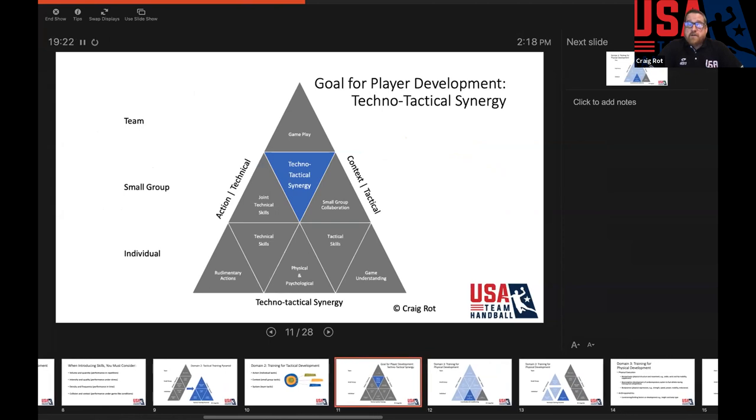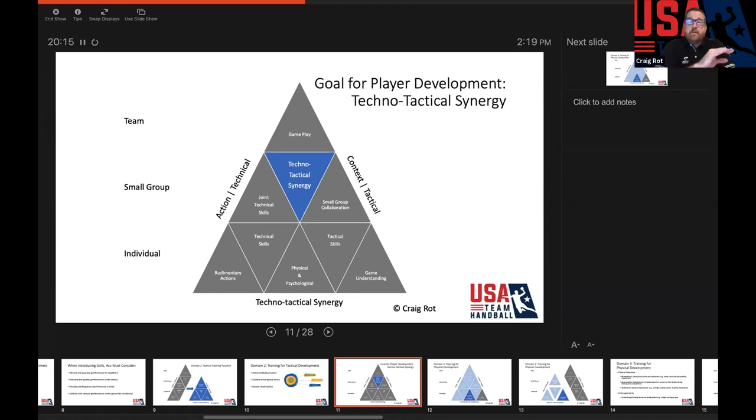The goal for all developing players is techno-tactical synergy. Now that seems like a big term, but it's not. All it means is that my technical and my tactical have come together and are one. There are different periods of development in which this happens. It doesn't mean you're a pro player. It just means your needs and your wants are met. I'll use a toddler analogy. Toddlers are at their worst in two places: when their body can't do what their mind wants to do, and the opposite, when their mind can't do what their body wants to do. When toddlers are off, that's when they have issues. And techno-tactical synergy is when those come together and balance each other out.